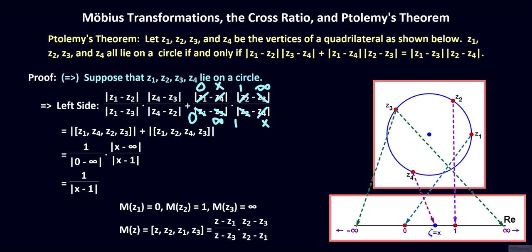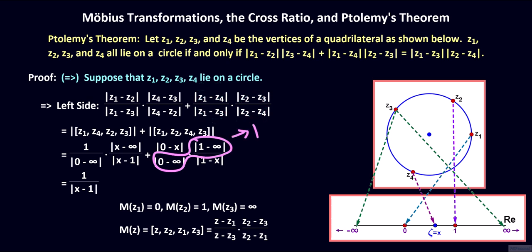So the second part of the left side is equal to the absolute value of 0 minus x over the absolute value of 0 minus infinity times the absolute value of 1 minus infinity over the absolute value of 1 minus x. The fraction involving infinity has limit 1, so that the second part of the left side equals the absolute value of x over the absolute value of 1 minus x.